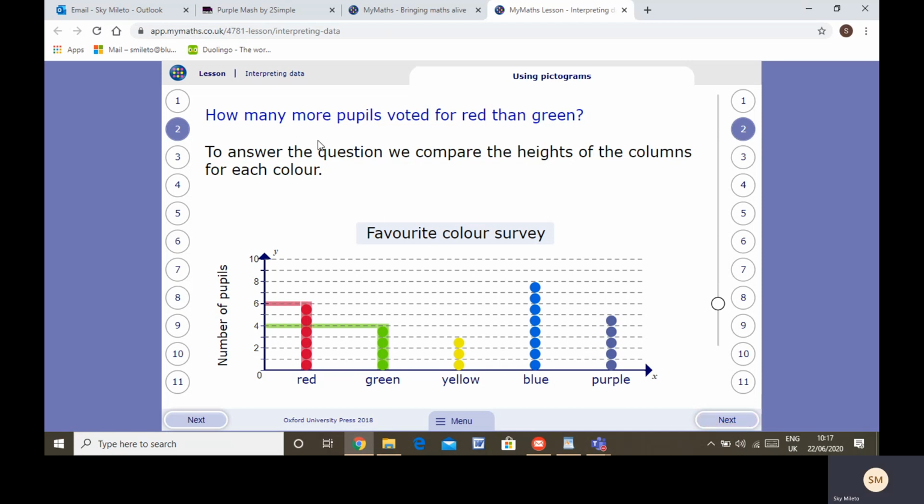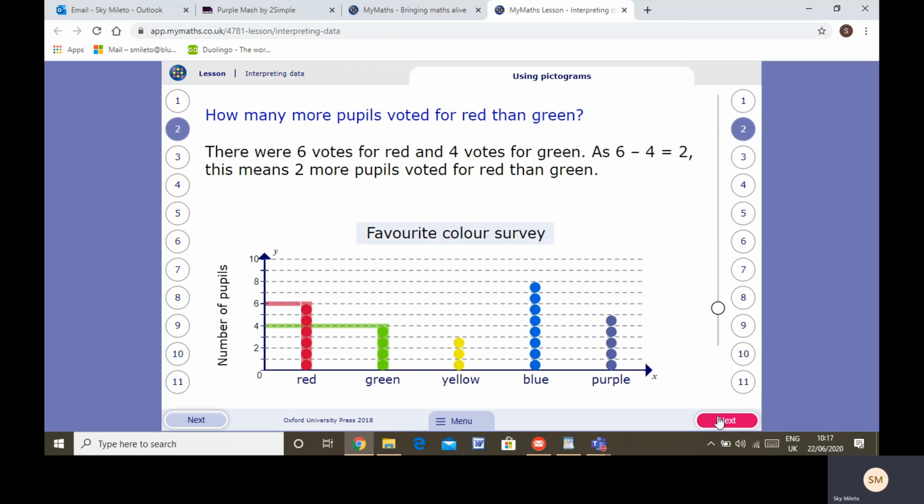So it might ask you, what's the difference? How many more pupils voted for red than green? So there we need to have our eyes on what is red and our eyes on what is green. We can see red is 6 and green is 4. So we can see that 2 more pupils liked red than green.